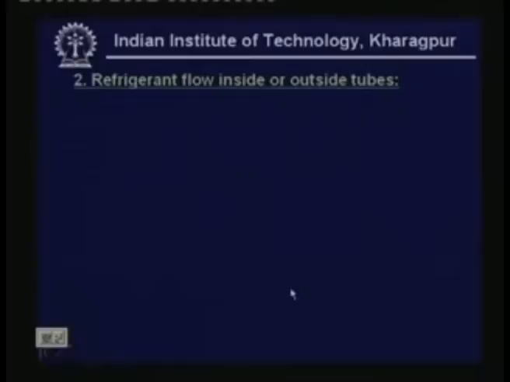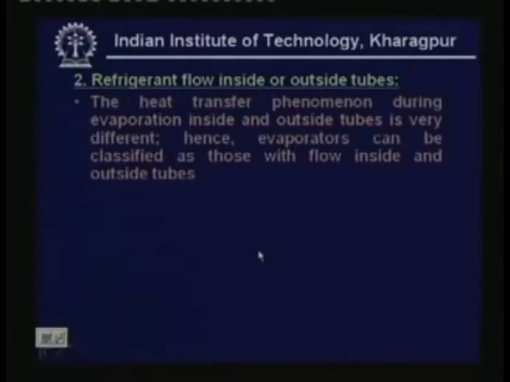Okay. You can also classify the evaporators based on the refrigerant flow, whether it is taking place inside the tubes or outside tubes. This is very important because the heat transfer phenomena, just like condensation, is entirely different if evaporation or boiling is taking place inside the tubes or if it is taking place outside the tubes. The phenomena is different, the correlations will be different, and the values of heat transfer coefficients also will be different. So, it is very important to keep this in mind and use the suitable correlations. Okay. So, this is another way of classifying.